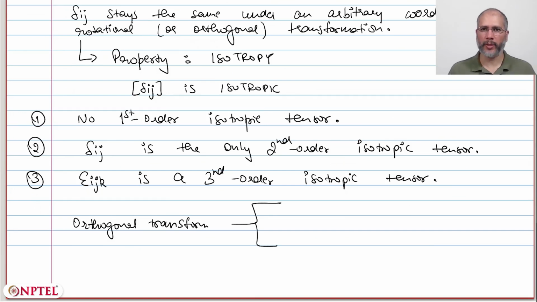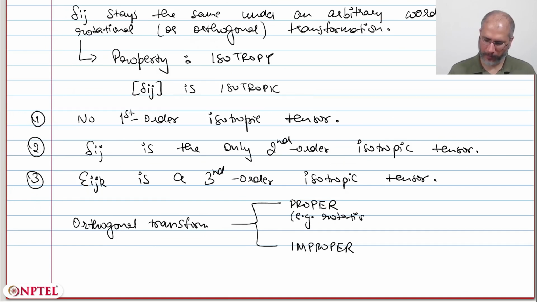So orthogonal transformation can be of two types. One is called proper orthogonal transformation, and the other is called improper orthogonal transformation. Now, proper orthogonal transformations, an example of that is rotations. Let's write it down. And these orthogonal transformations always result in a right-handed coordinate system, given that we started with a right-handed coordinate system.